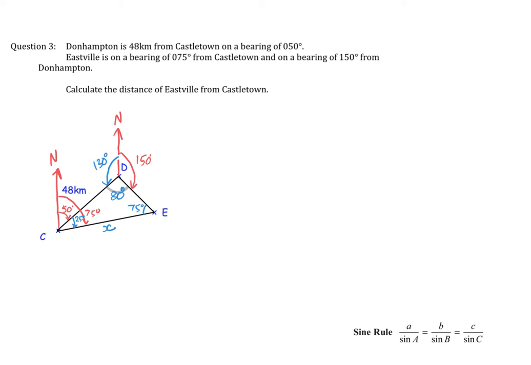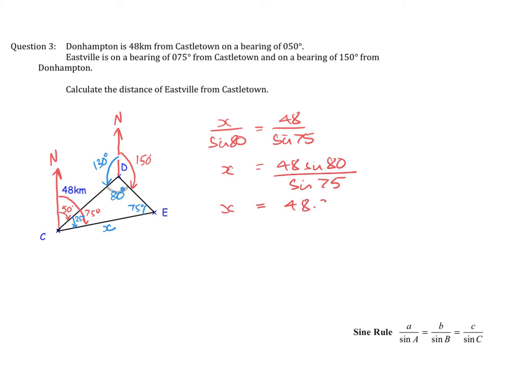So I'm going to write x over sine 80 equals 48 over sine 75. So that's this pair here and this pair here. Now I have one equation with one unknown, so I can rearrange and solve. So x will be equal to 48 sine 80 divided by the sine of 75. And if you put all that into a calculator, you will get the answer of 48.938, and that's kilometers.